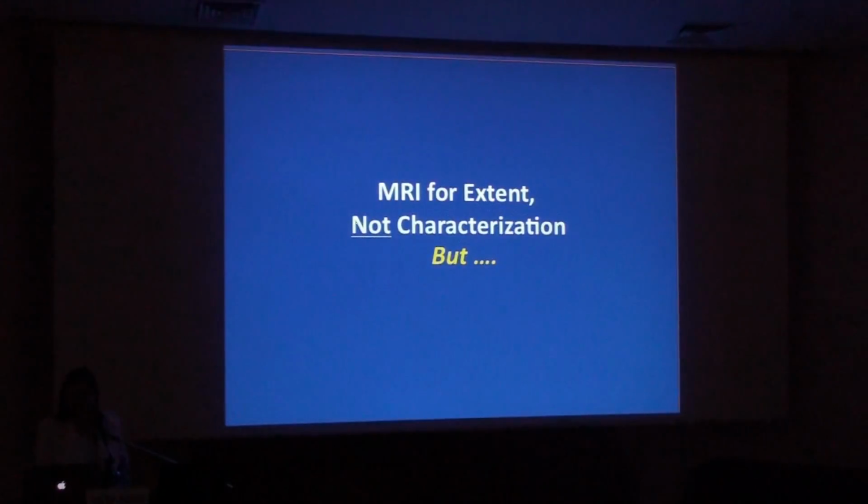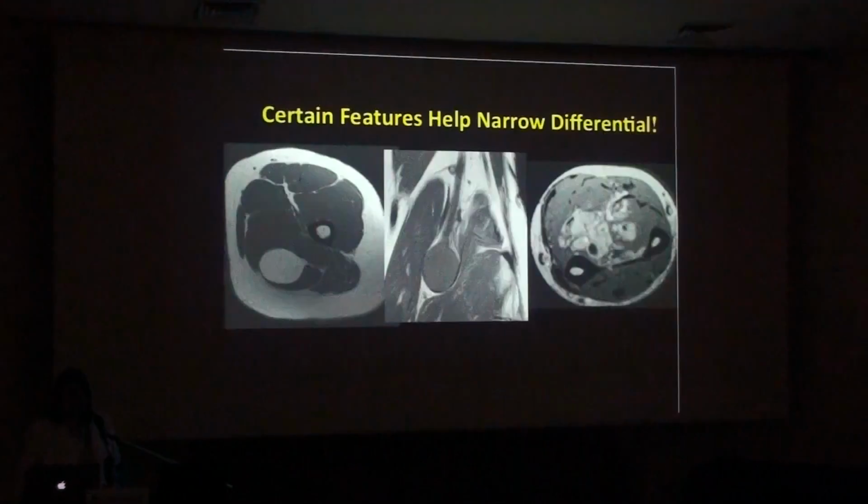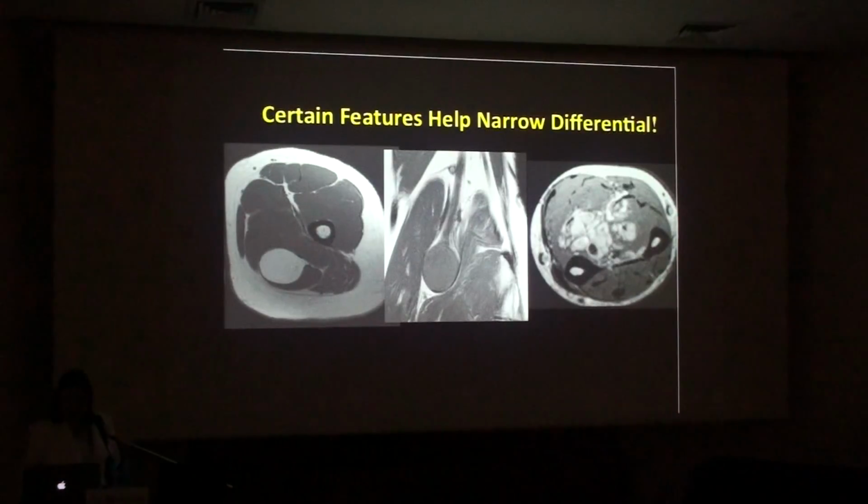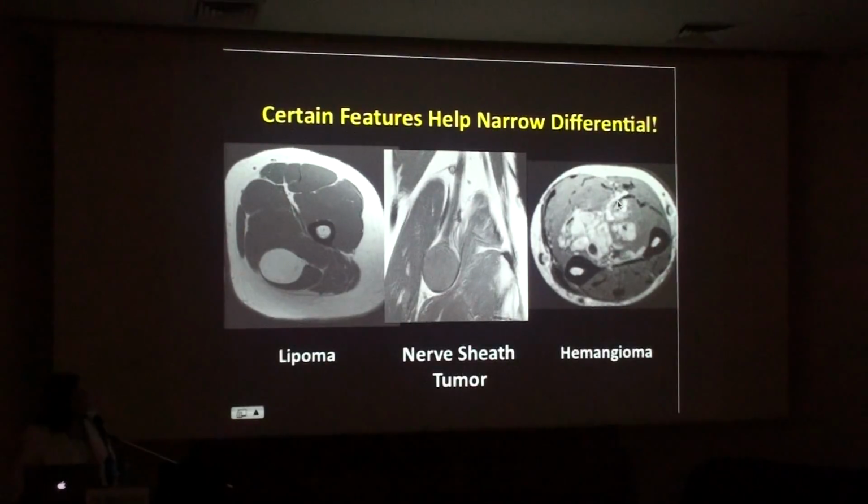It's good for preoperative or pre-treatment planning. Not as useful for characterization, but certain features can help us narrow the differential. And so these are 3 different cases where we can look at the lesion and actually make a diagnosis based on the MR appearance. So we've got a lipoma, a nerve sheath tumor, and a hemangioma.